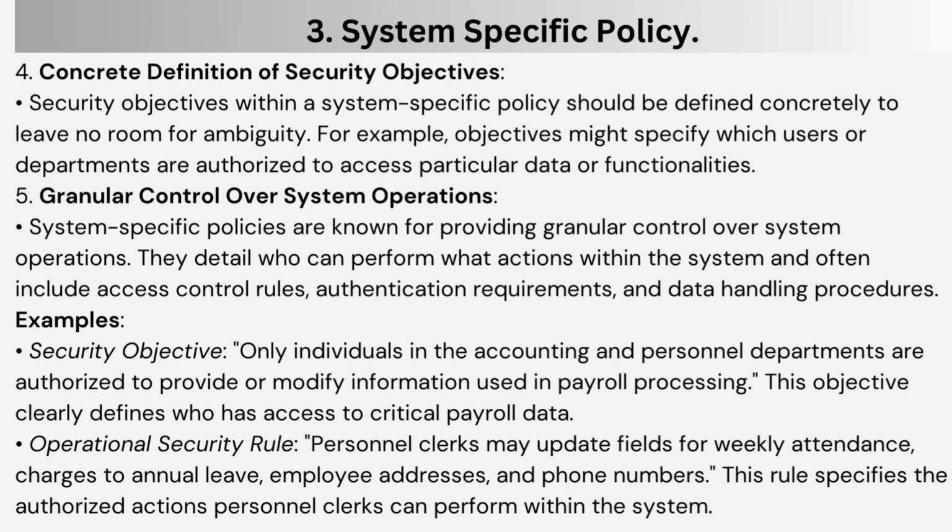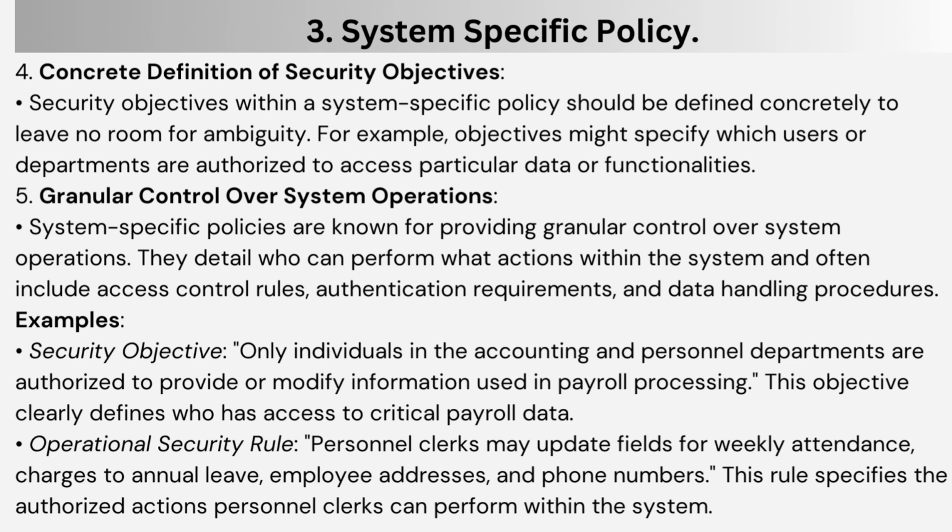Granular control over system operations. System-specific policies are known for providing granular control over system operations. They detail who can perform what actions within the system and often include access control rules, authentication requirements, and data handling procedures. Examples: security objective: only individuals in the accounting and personnel departments are authorized to provide or modify information used in payroll processing. This objective clearly defines who has access to critical payroll data.